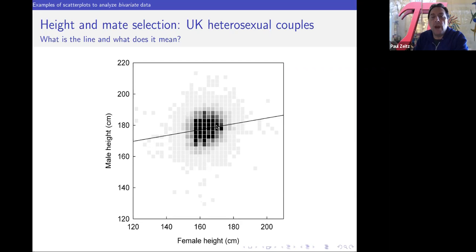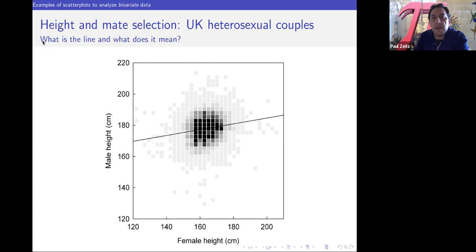But you do have things like, for example, this person here is an average height female who's paired with an unusually short male. And then you have an average height female who's paired with a tall male, and so on. And here you have a very tall woman who's with a very tall man, and so on. There seems to be a positive association.